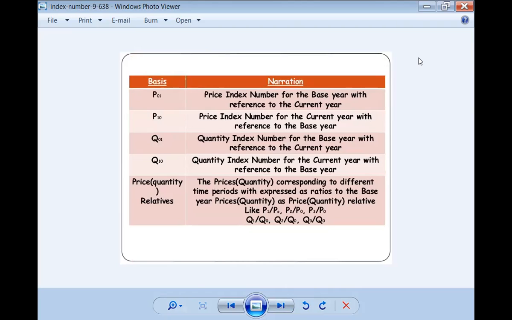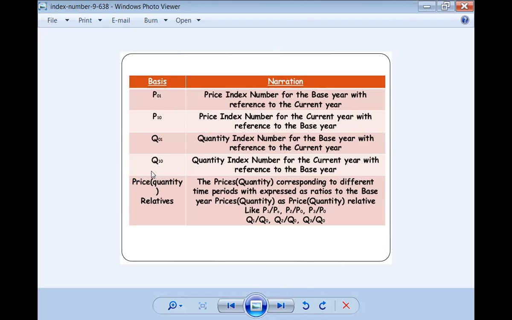Then another notation: P naught one. P naught means base year price, P1 means current year price, but how do we define P naught one? It is the price index number for the base year with reference to the current year. Naught means before, and one means after. Similarly, P one naught is the reverse. First the current year, then the old year. So it is the price index number for the current year with reference to the base year.